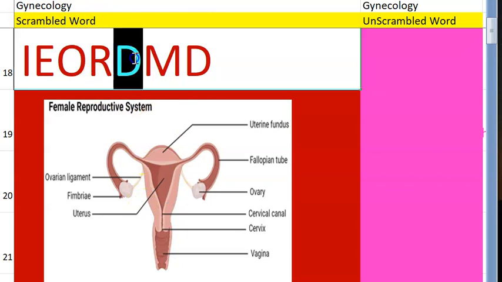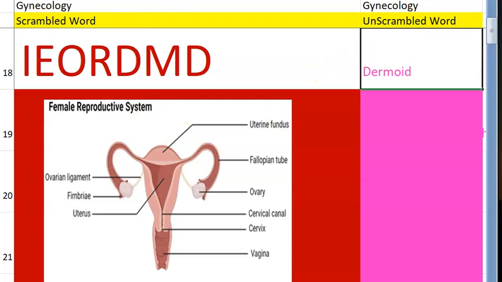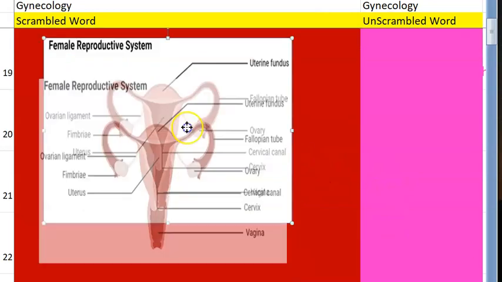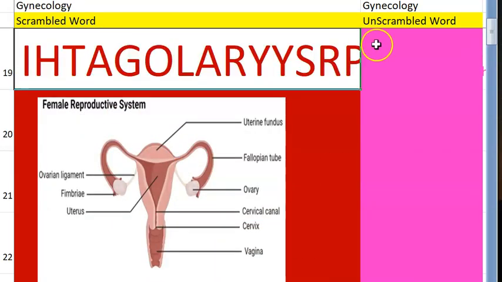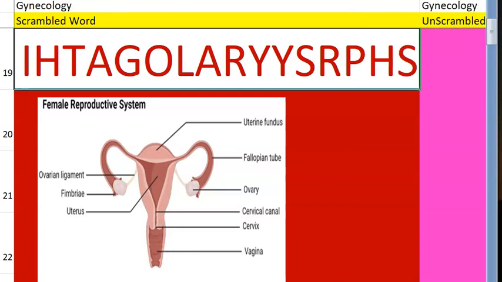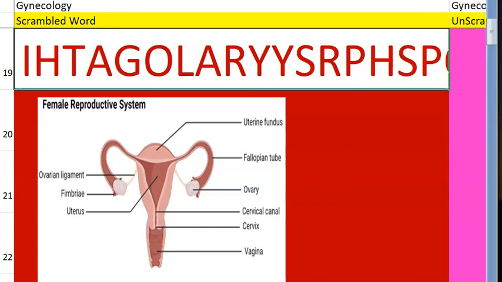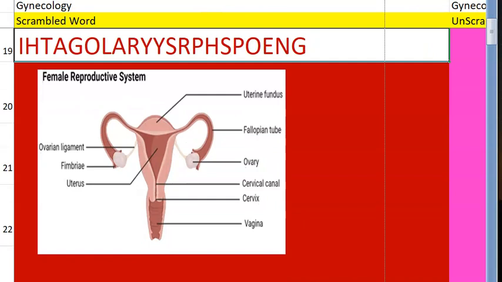What is this? I'm thinking it starts with a D. It is the teratoma, Dermoid. Dermoid cyst, usually ovary, but it can happen anywhere else also in the body. What is this one, guys? A huge word. Let's just make it like this. Yeah. What do you think this one is?